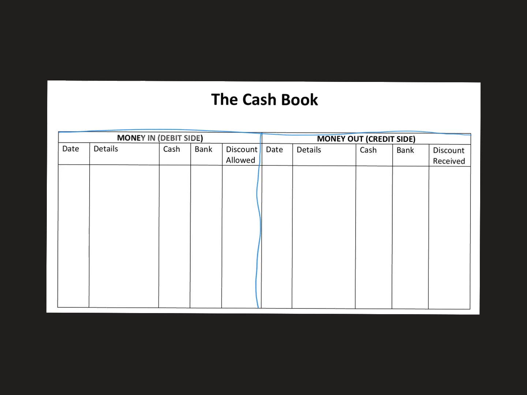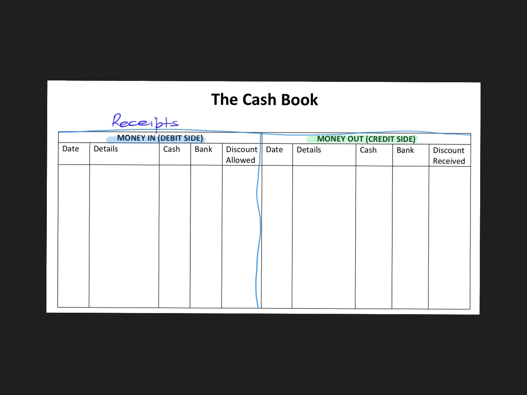So the left-hand side is money in, the right-hand side is money out. So we call the money in section, for money in, that is called receipts. Now this is different from a cash receipt. So it's where the business is receiving money. So it's for getting monies into the business.